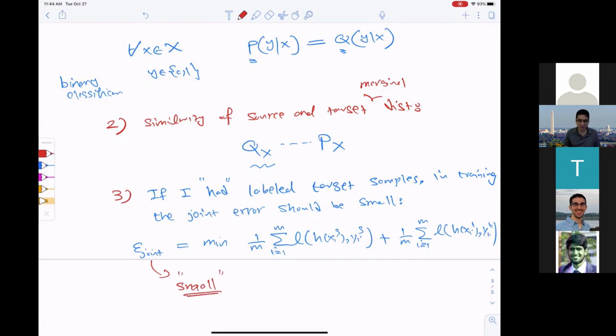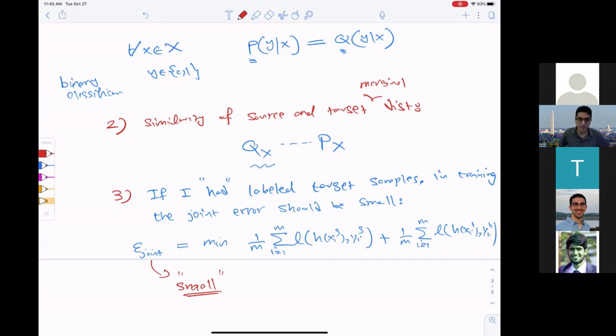In other words, there is a function H star, let's say, that can map your X's to Y's no matter what the distribution of X's is. So if the distribution of X comes from Q or P, it can reliably map them from X to Y. That's the underlying assumption that we have here.